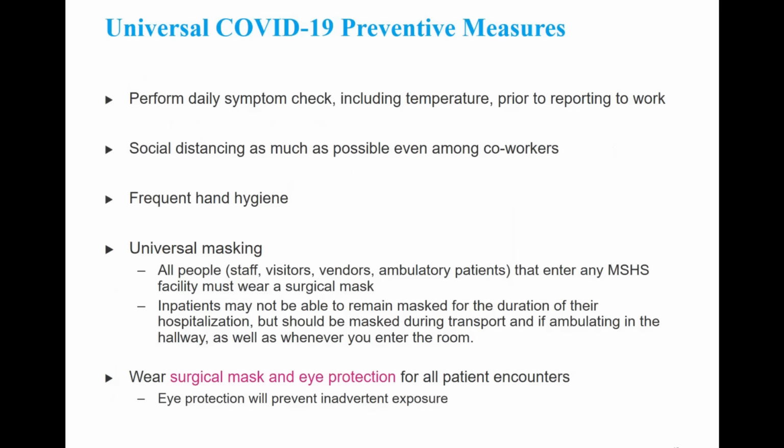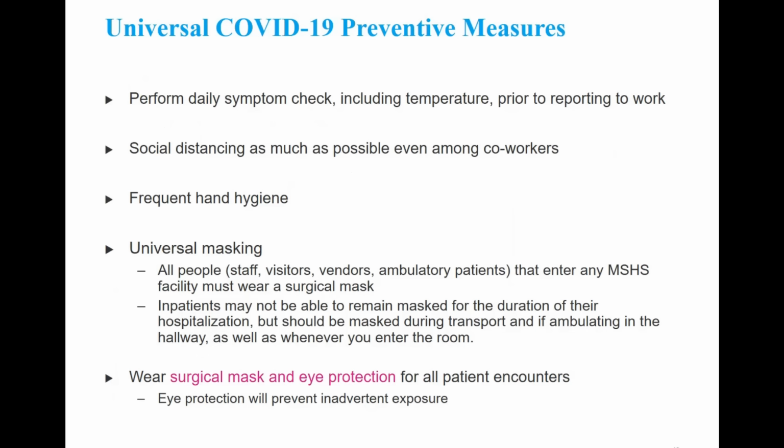You may be wondering, what other precautions or preventative measures do we have in place to prevent COVID-19 transmission? Firstly, we ask that all volunteers perform a daily symptom check, including temperature, prior to reporting to work. Please social distance as much as possible, even among coworkers. As always, we are advocating for frequent hand hygiene. And as you know, universal masking. All people who enter Mount Sinai Health System must wear a surgical mask.